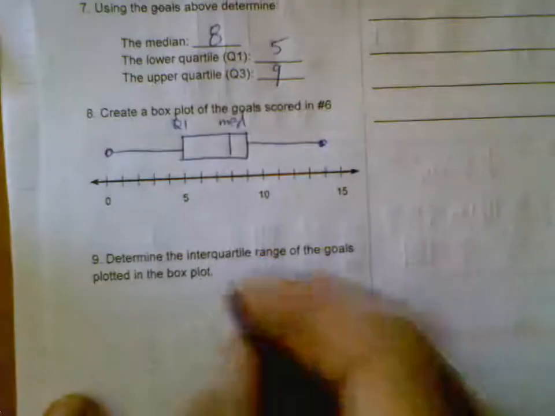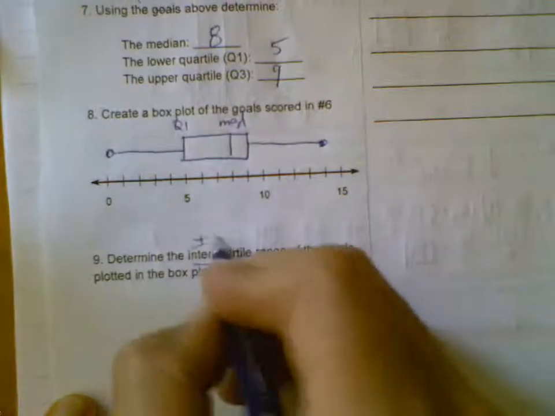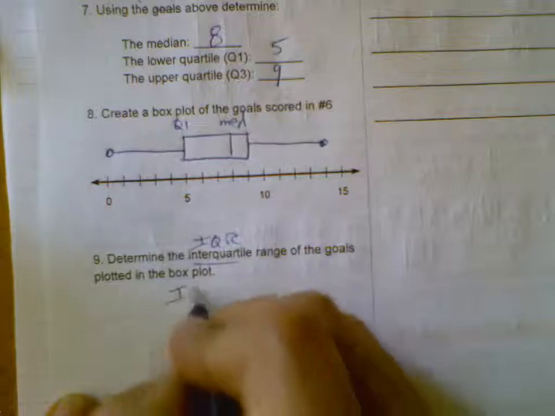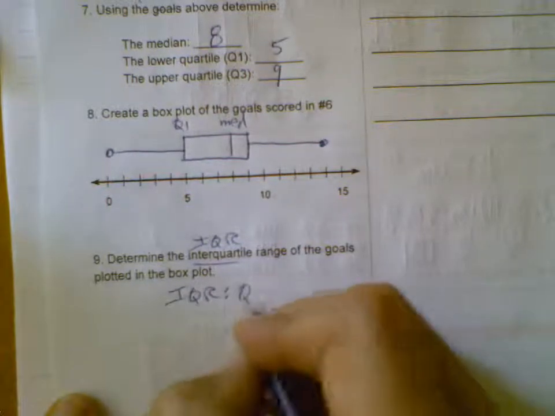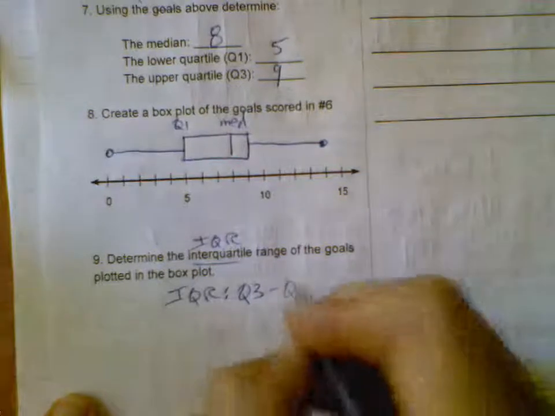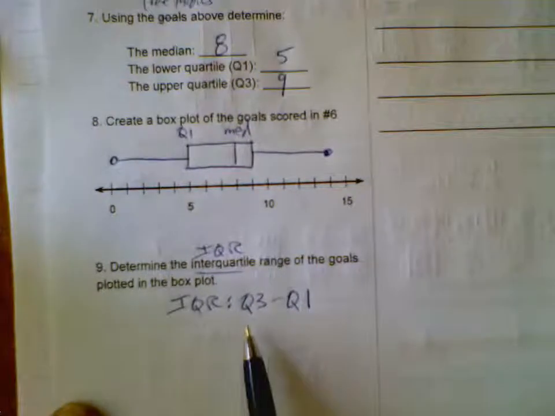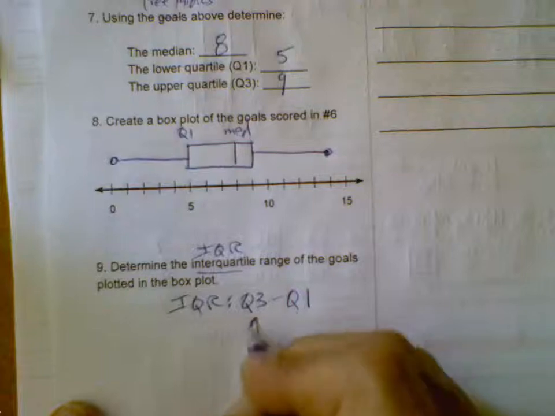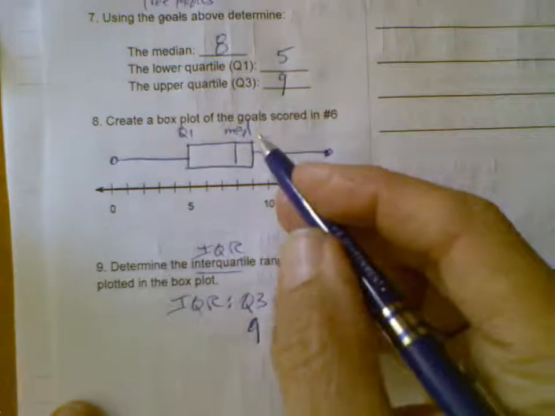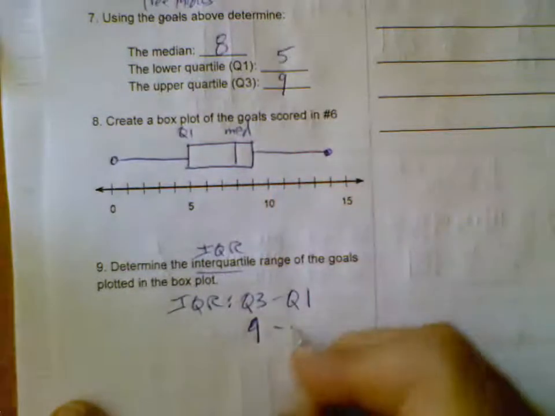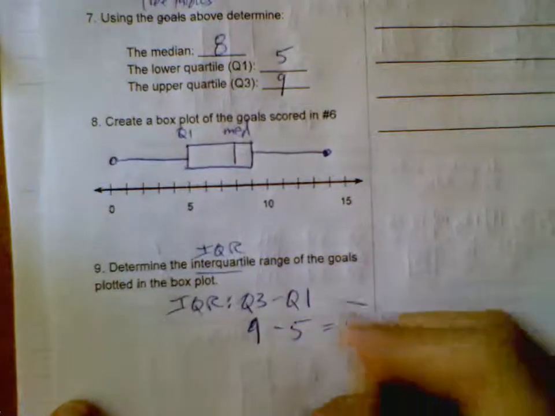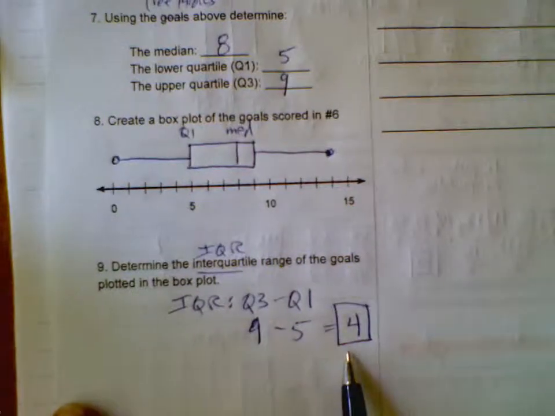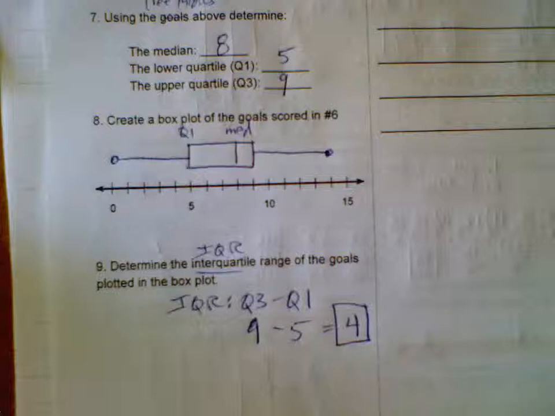Then I have to determine the interquartile range, the IQR. And remember, the IQR is simply the upper quartile, Q3, minus the lower quartile, Q1. My upper quartile is 9. My lower quartile, or my Q1, is 5. So the IQR is 4. So the middle 50% is spread out by a range of 4.